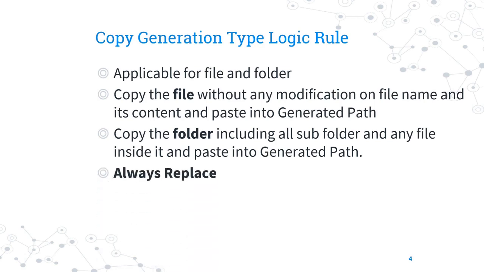And for the copy, always replace. Always replace means if you already have the file or folder with the same name in generated path, then the file and folder will be replaced. Generated path is the specific folder that you can define as your target or destination of your generation process.